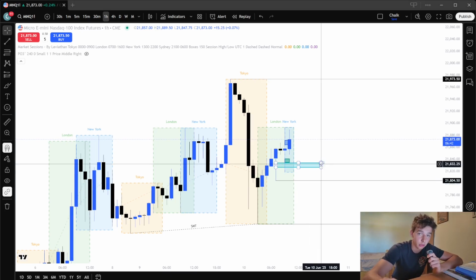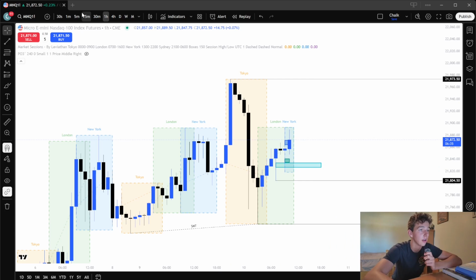Before we start, today was a no trade. I did not see my model and I did not feel inclined to enter because why am I going to trade if I don't have any conviction?